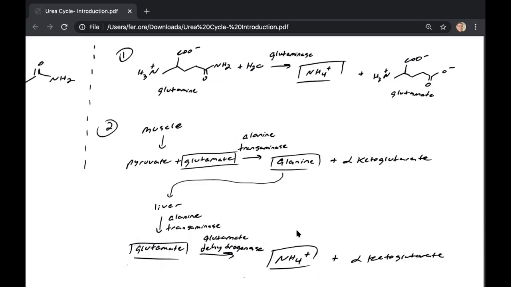Now, you may be asking, why don't we just transport the glutamate directly to the liver? And the problem there is that glutamate is actually a potent excitatory neurotransmitter. So there is a problem in having an abundance of glutamate in the blood. And also, it's a precursor for another neurotransmitter, gamma-aminobutyric acid, GABA. So overall, the body has this very clever mechanism of circumventing that problem.